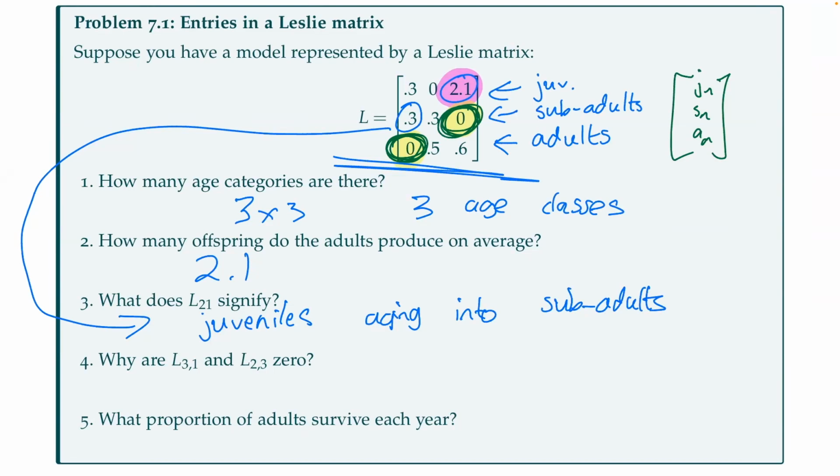Okay, what proportion of adults survive each year? There aren't that many terms left here, so any idea? 0.6, I don't know who said that. Great, thanks very much. So 0.6, it's just this proportion here that is telling us how many adults are staying adults. So we're seeing that 40% of them are dying, so we can say that 60% survive.